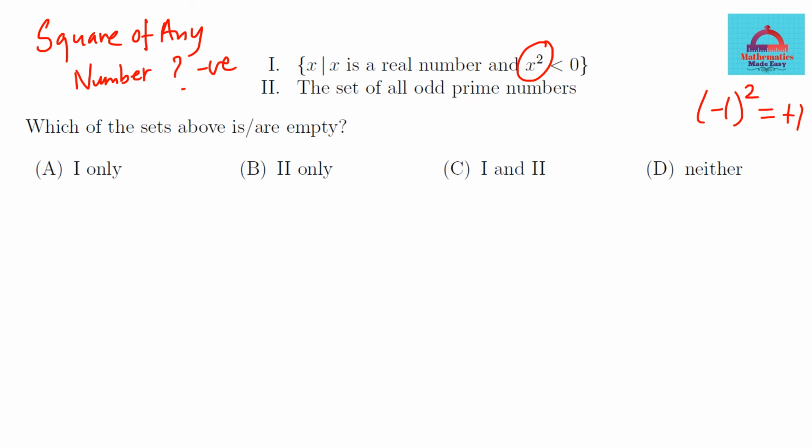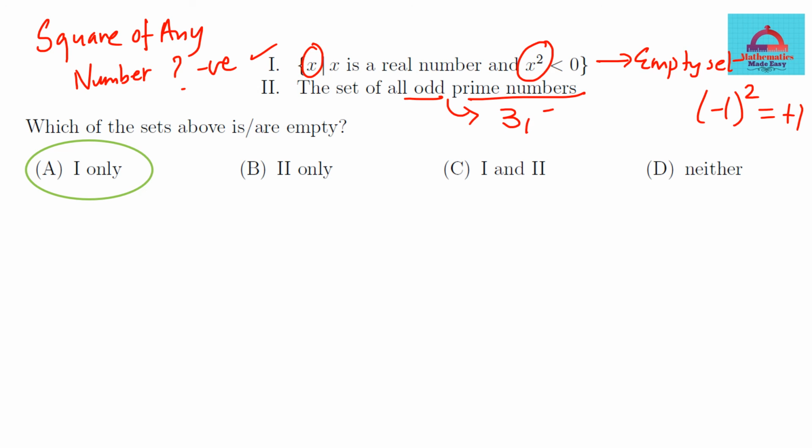What is that? Plus 1. So even for a negative number, the square is always positive. So this set will not have any element x. So this is definitely going to be an empty set. So yes, 1 is definitely going to be an empty set. Let's look at 2, the set of all odd prime numbers. Now this is not empty because there can be so many prime numbers which are odd. Let me give you one example, 3. Another one, 5. Another one, 7. All of these are odd numbers. All of them are prime also. So these definitely have so many elements, so it cannot be empty at all.